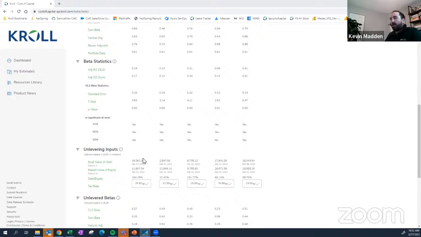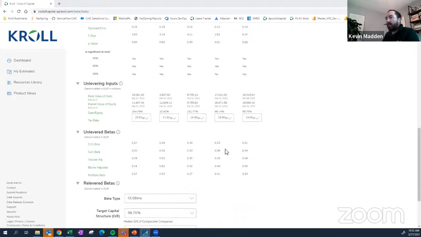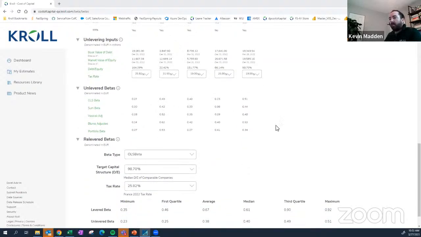We get down to our unlevering inputs. Again, we offer the ability to use the tax rates from the Tax Foundation, or you can override to use a custom tax rate for each one of these comps. Then we get to our unlevered betas. Again, this is going to be using the Hamada method. And then finally down to relevered. So we can sensitize using the various beta methods that we have above.